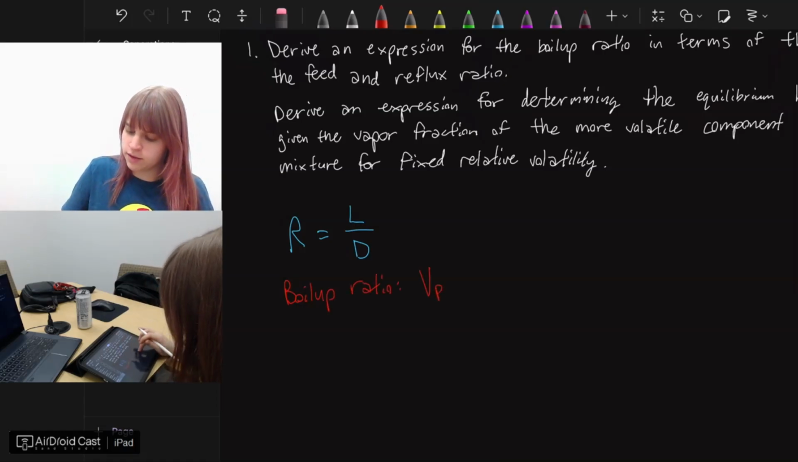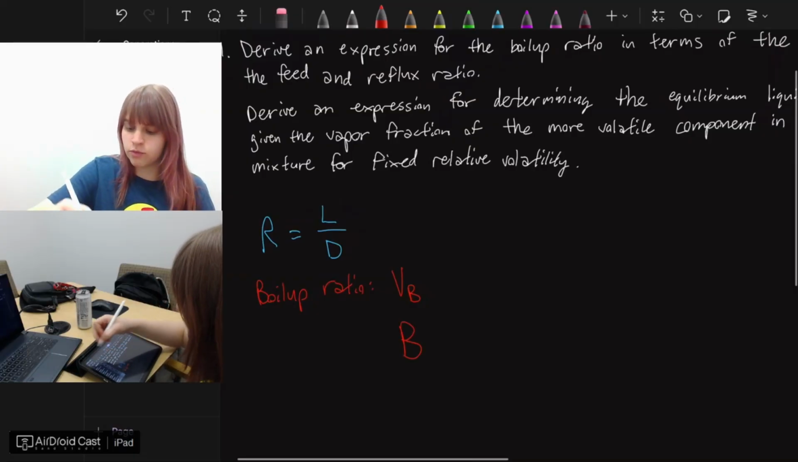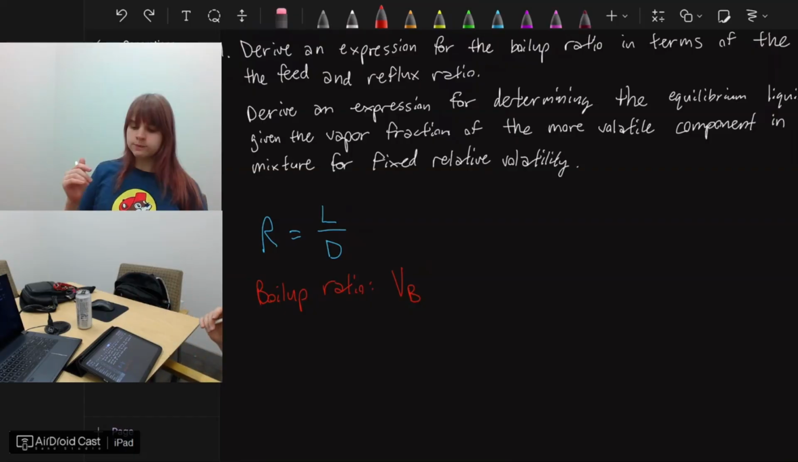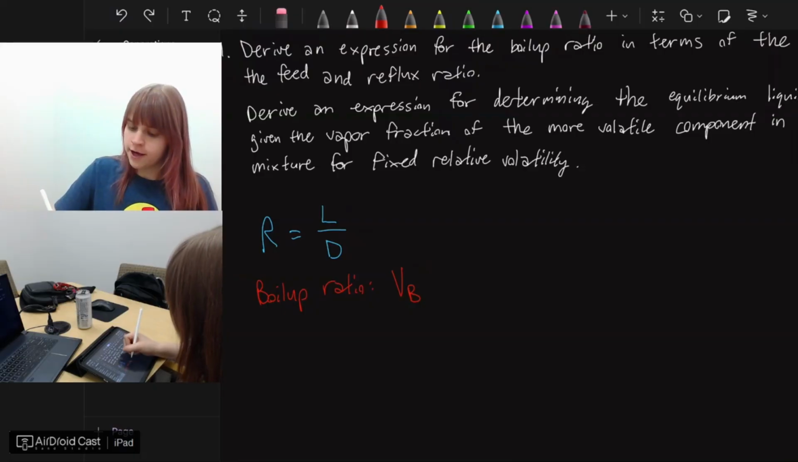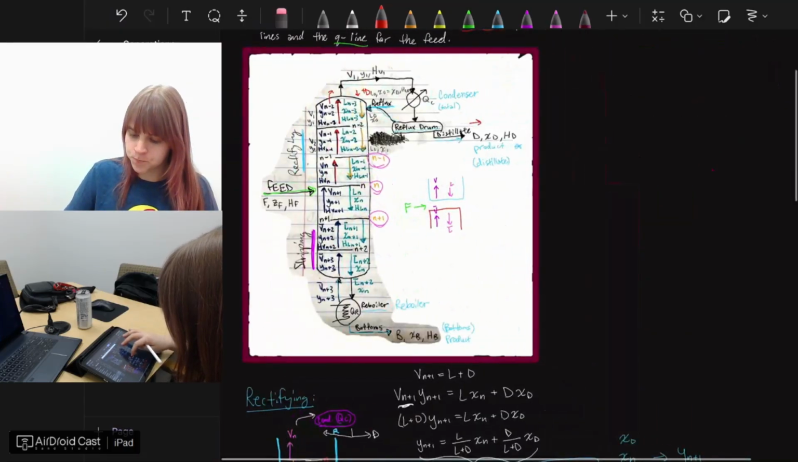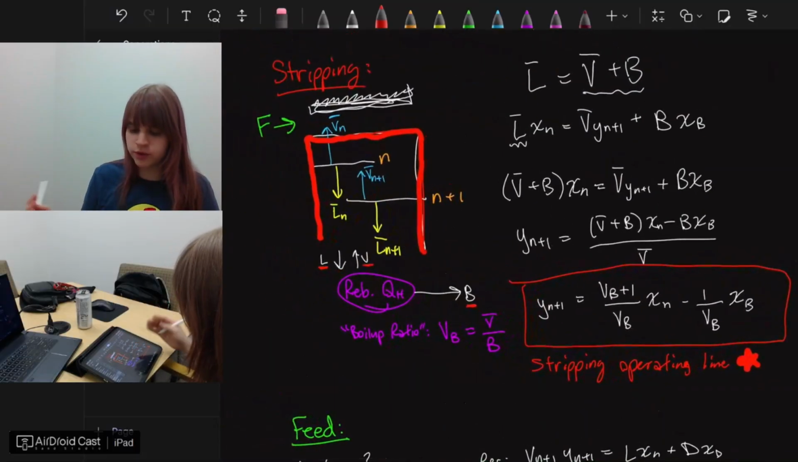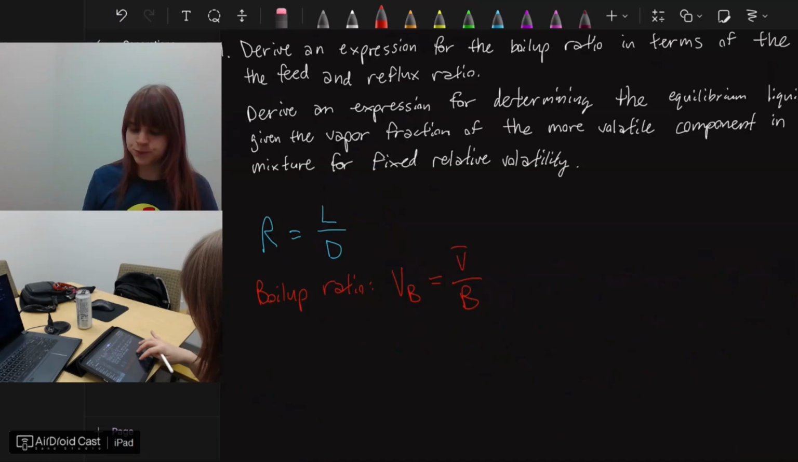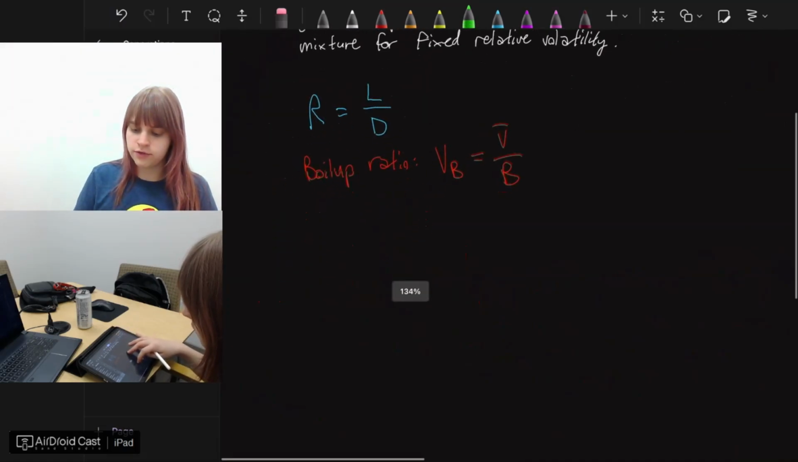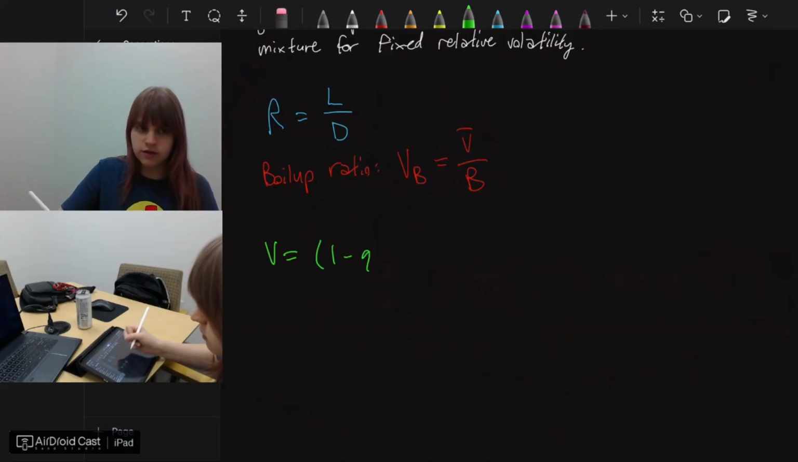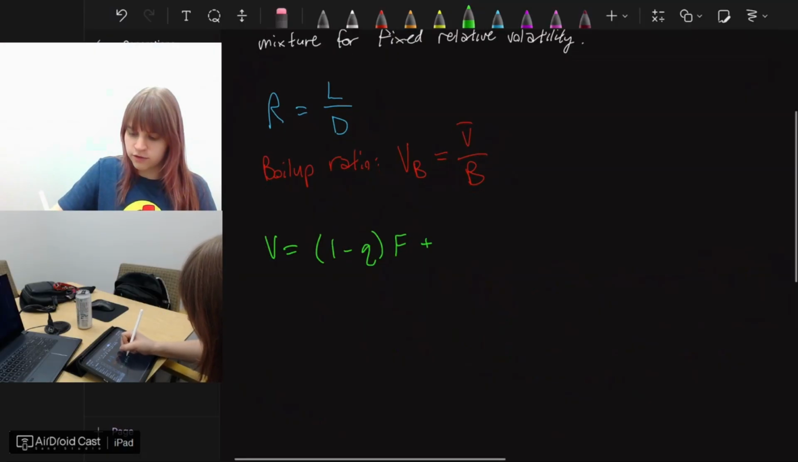Also defined the boil-up ratio, which was V sub B, because I didn't want to call it B and confuse it with bottoms, especially because I want to be able to use B for the bottoms and D for the distillate. That is equal to V bar divided by B. And again, we use the bar when we're talking about the stripping section, that lower section. When we are talking about the feed and the Q line, we know that V is equal to 1 minus Q, which we talked about in part A, times the feed plus V bar.